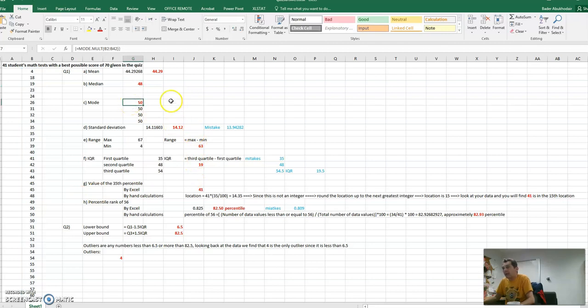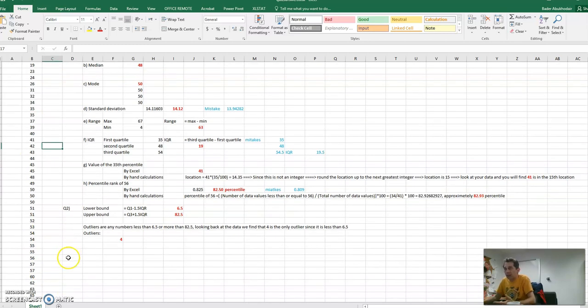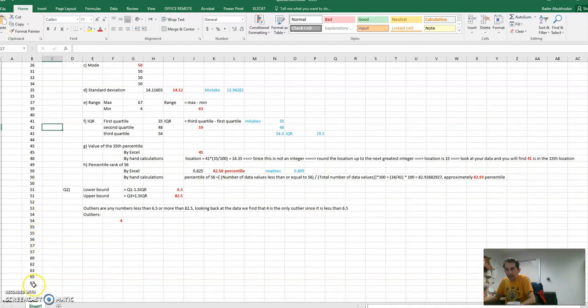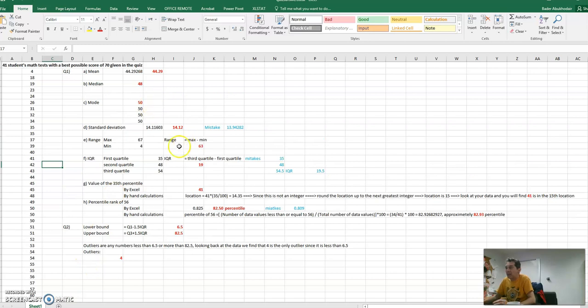Now the mode is a little bit trickier. With the mode, you want to make sure it doesn't have multi-mode. By the way, just by looking at it, the mode is the most repeated data, and the most repeated over here, you can see, is the 50, repeated 3 times, nothing else repeated 3 times but the 50. But I can use Excel to find it for me.